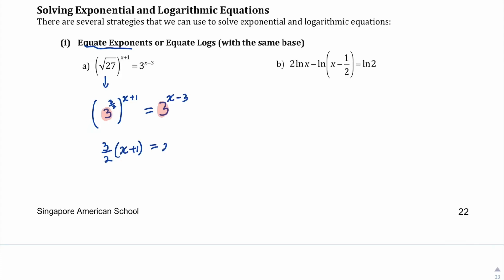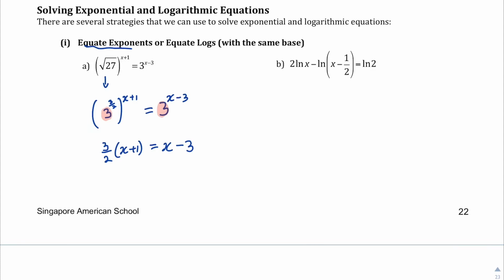And so that allows us to say 3 over 2 times x plus 1 is equal to x minus 3, which at this point is a relatively straightforward linear equation for us to solve. Okay, I'm going to leave it there. Again, I'll scroll through worked solutions afterwards for you to check the final answer, but I really want to focus on the key skills that you should have and not spend too much time solving linear equations.